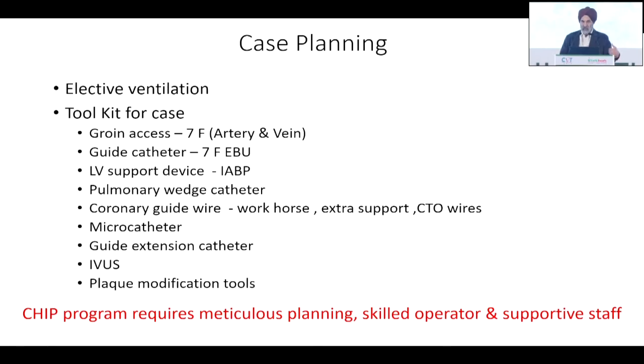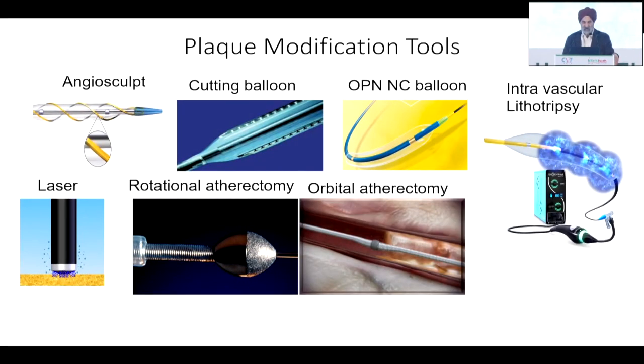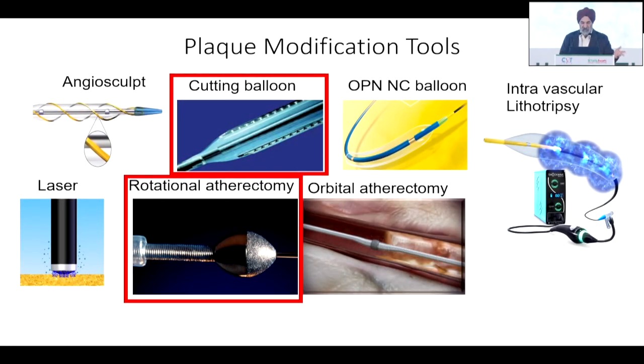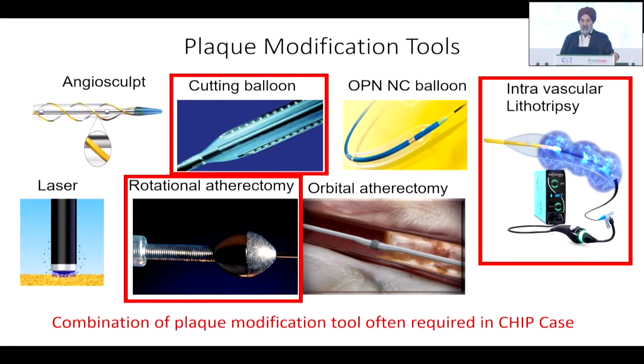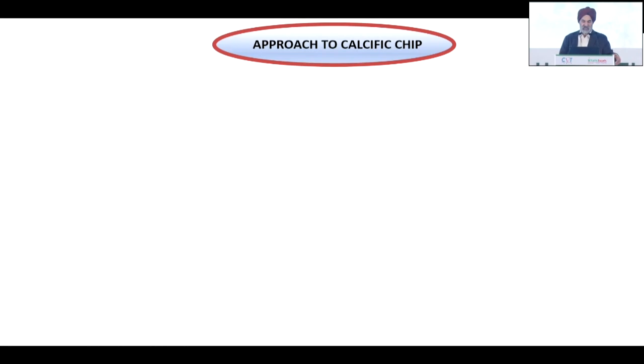Apart from the toolkit, you also have to have a very congenial environment with good support staff, well-trained staff, so that they are able to follow your instructions. We thought of using rotational atherectomy as the tool of choice, and we also kept intravascular lithotripsy standby. Well, we knew that we were going to use a combination of tools. No calcium case can be done with a single tool.